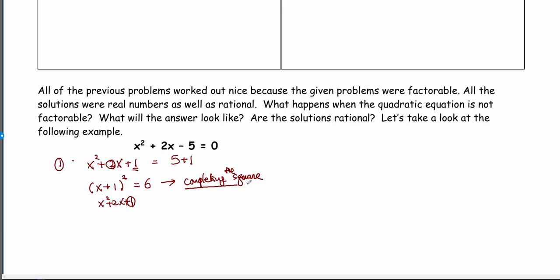Using this complete square, we're gonna find the value of x plus 1. x plus 1 is the square root, and a square root is always plus or minus. That is plus or minus the square root of 6. This is an irrational number. So to find the value of x, you subtract 1 from both sides. So x equals negative 1 plus or minus the square root of 6. Okay, that's the answer.